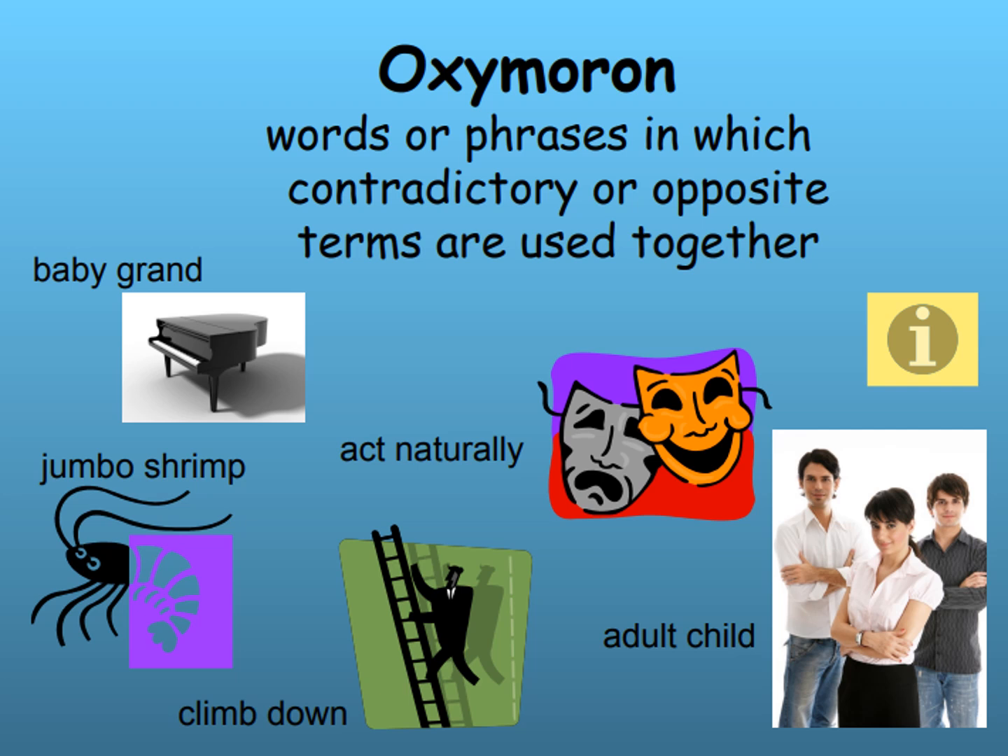Then the oxymoron is a phrase or words in which it is contradictory or the opposite of what the term really means. A baby grand piano. So baby means small, but grand means large. Or jumbo shrimp, or an adult child. All of these are considered oxymorons.